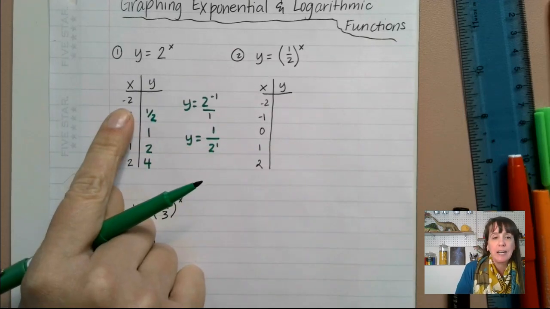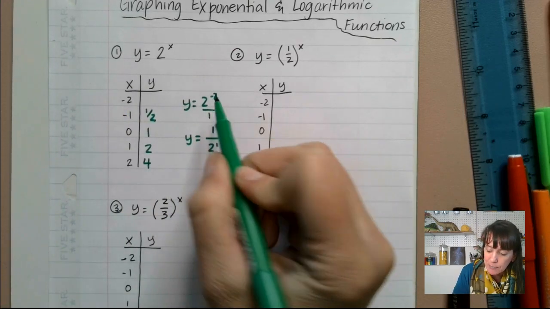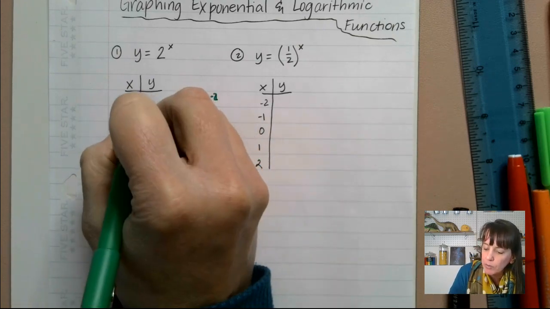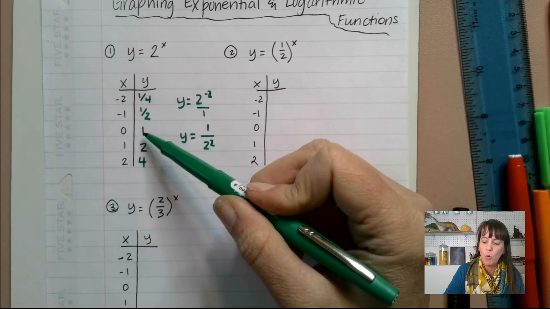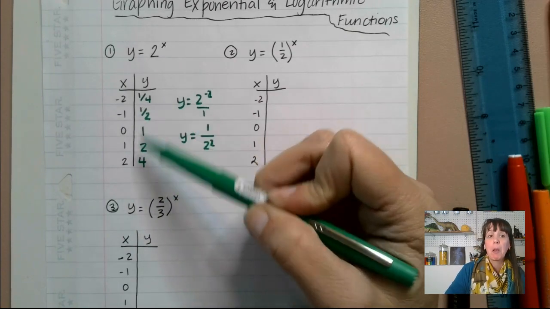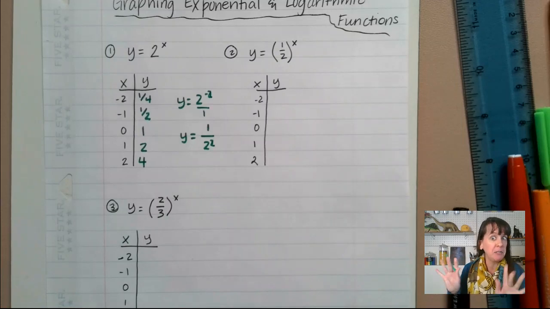This applies for -2 as well. If I change this guy to a -2 and this to a 2, now it's downstairs, you get 1/4. And look at this lovely pattern. We have 1, 2, 4, then we have 1, and we have 1/2 and 1/4. Look at that pattern. That's going to be helpful later.